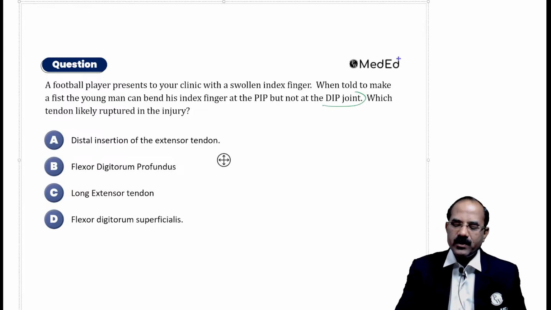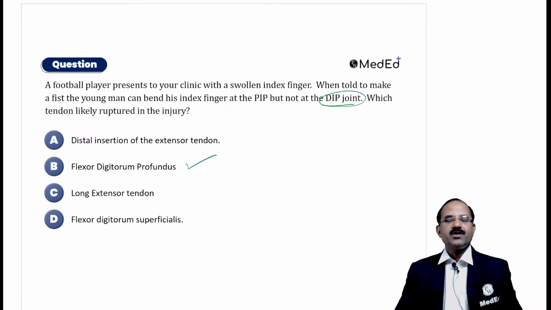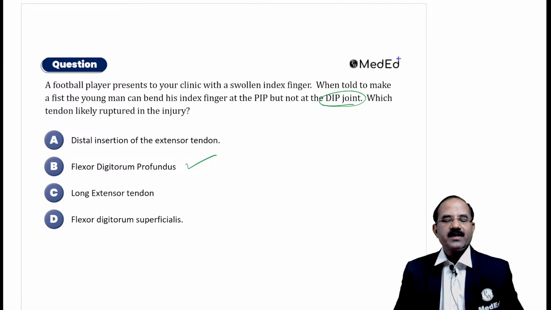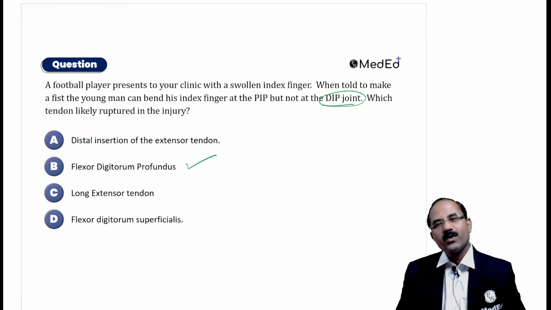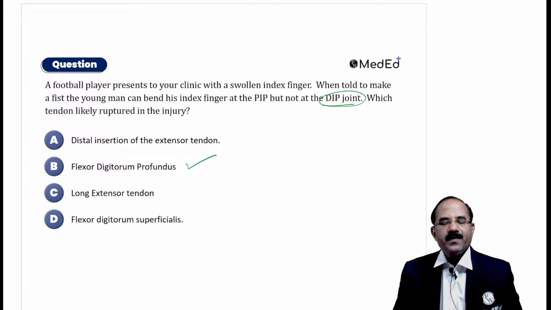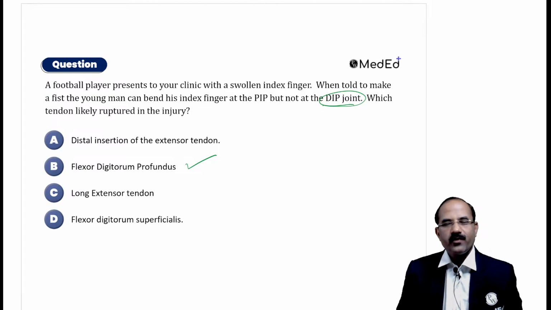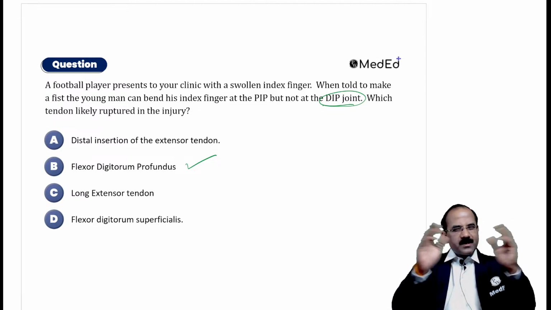So he cannot flex the distal interphalangeal joint. So which is the tendon injured? The flexor digitorum profundus. Clear to all of you? Okay, fine, students. So I hope this topic is clear to all of you.